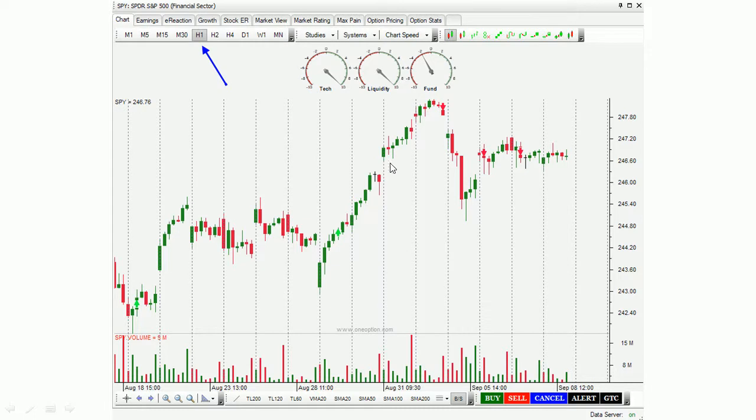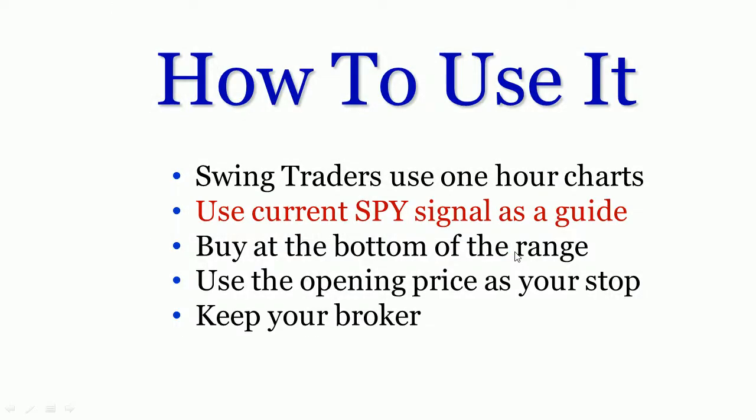So here you see we're in the trade for about 4 days. Here we're in for about 6 or 7 days. Here we're in for a very short amount of time. There you're only 2 days or so. So use that H1 time frame in the platform.